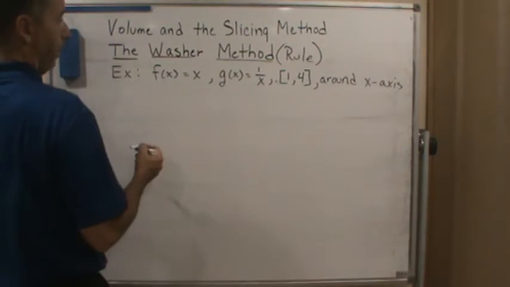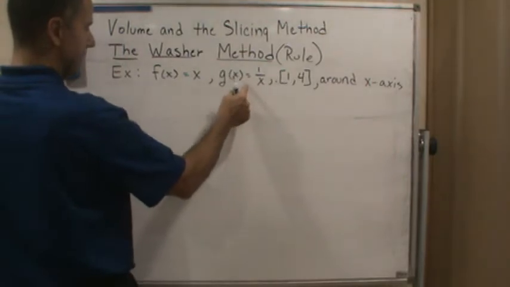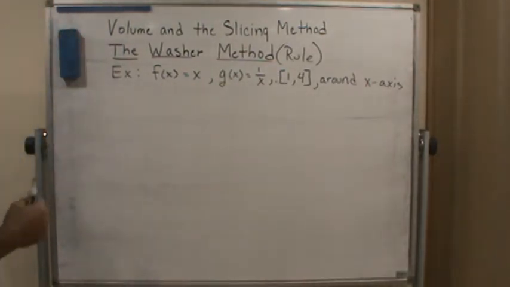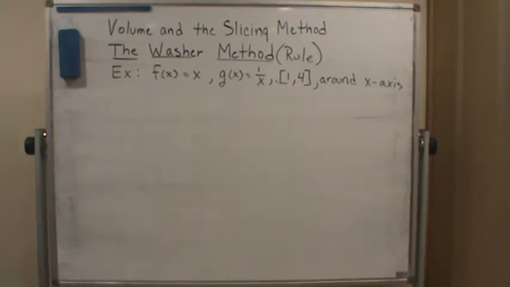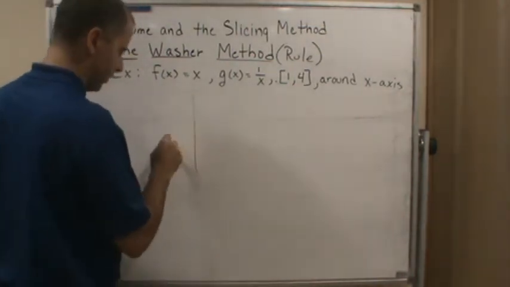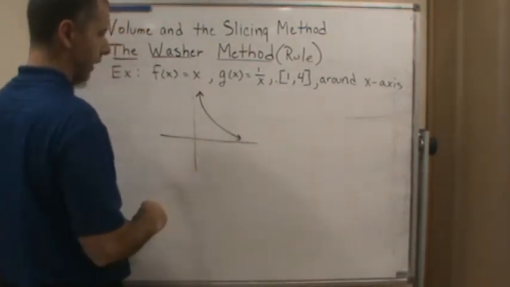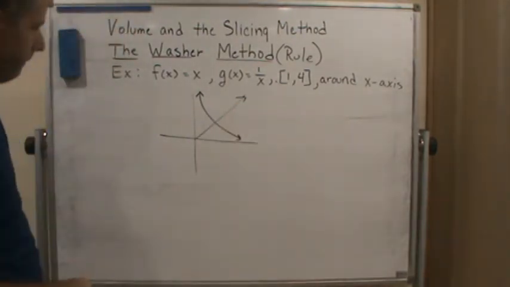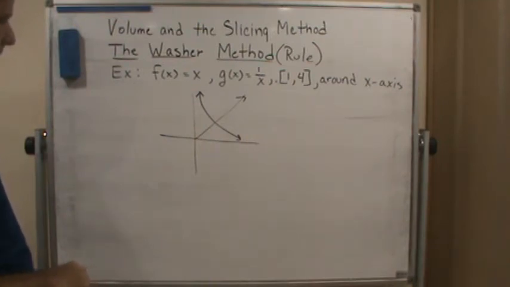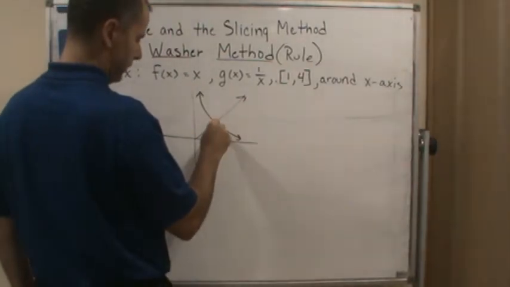What are we going to do? Well, in this case, the other thing too is that we know that this and this are both going to be above the x-axis. So from 1 to 4, these are going to be bounded. If I just sketch the graph, we know 1 over x does this, and we know x does that. And these are both the same at 1, so this is where it begins.